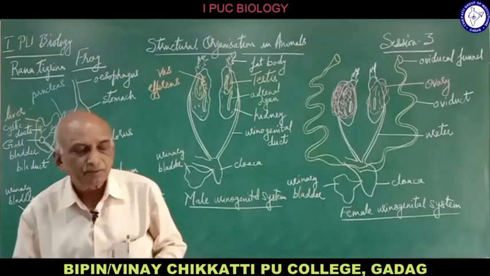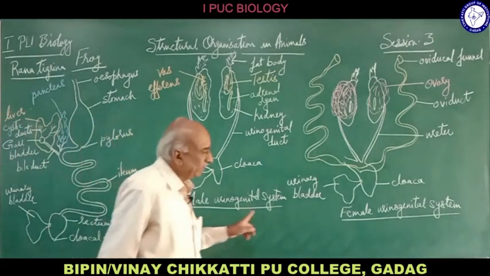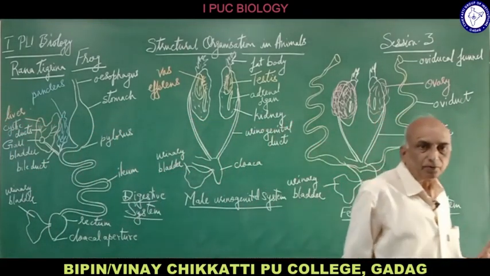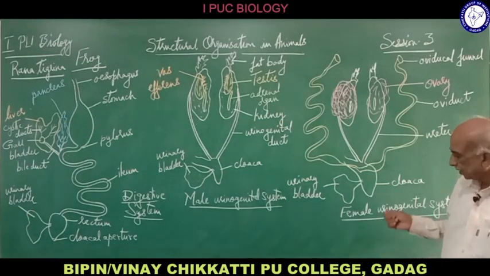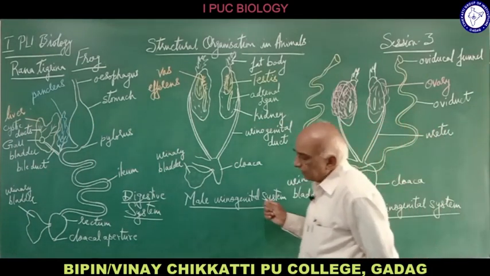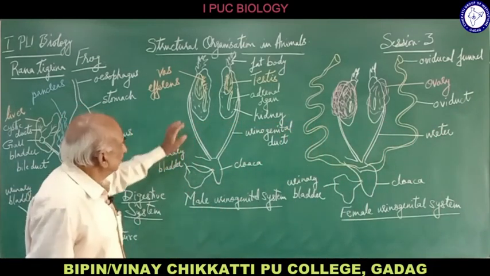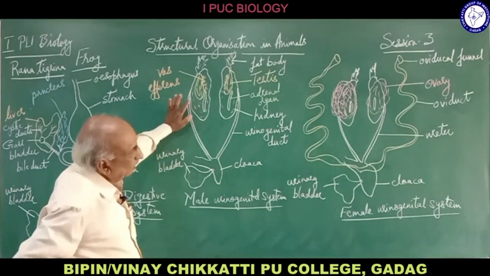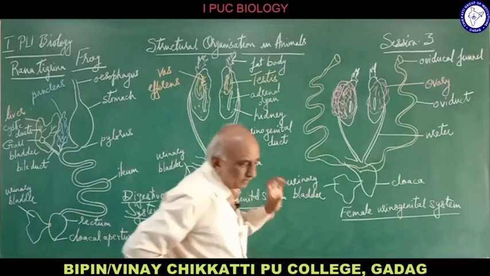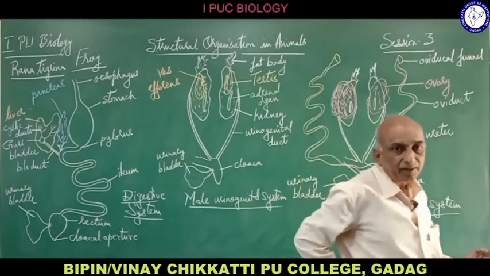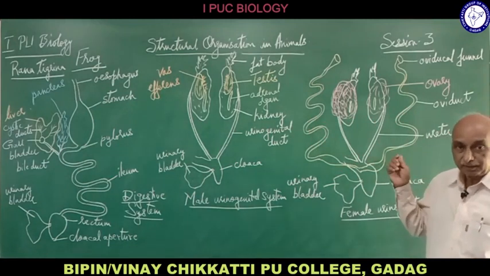In the reproductive system, we can differentiate the male and female frogs separately. That means they are unisexual. When we study the reproductive system, the reproductive systems are always associated with the excretory system. That means the testis and ovary are in connection or attached with the kidneys.